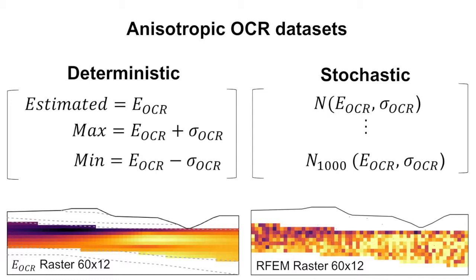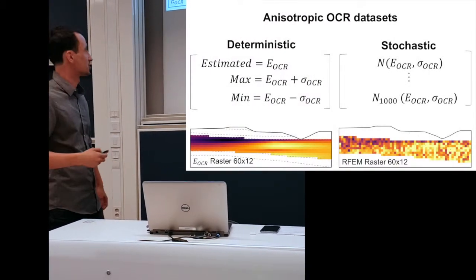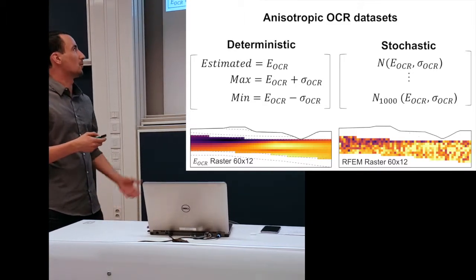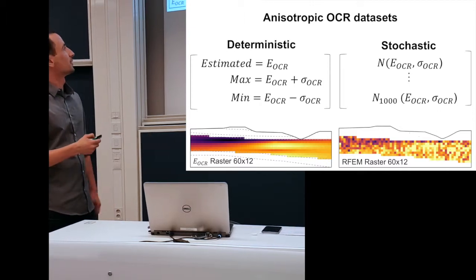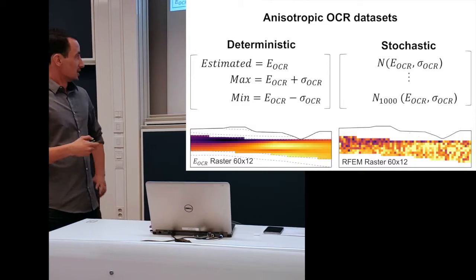And I've done both the deterministic analysis and stochastic analysis. First, let's look at the deterministic analysis. So what I used was 3 cases, one with the estimate of the OCR, and one maximum and one minimum value of the OCR, plus and minus one standard deviation from the variance. And then I calculated 1,000 stochastic random fields. And this is one simulation of the stochastic raster.